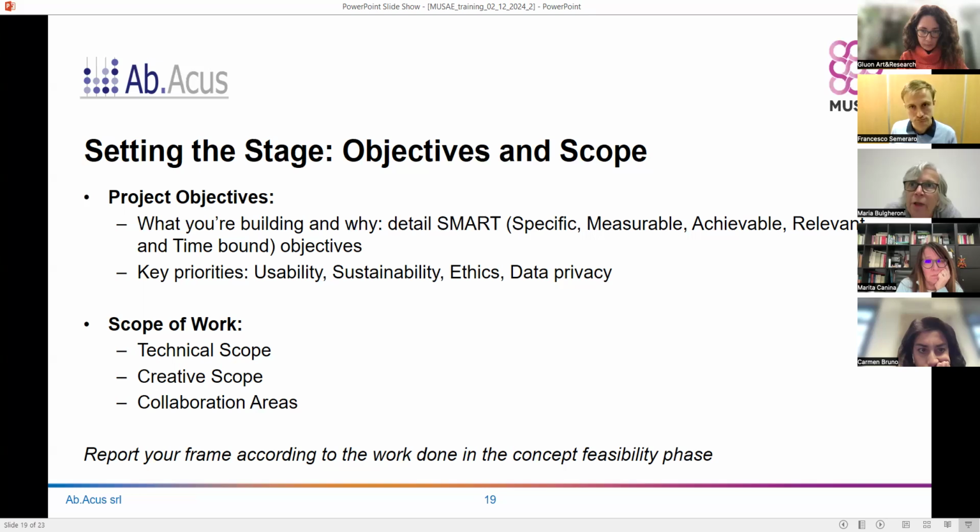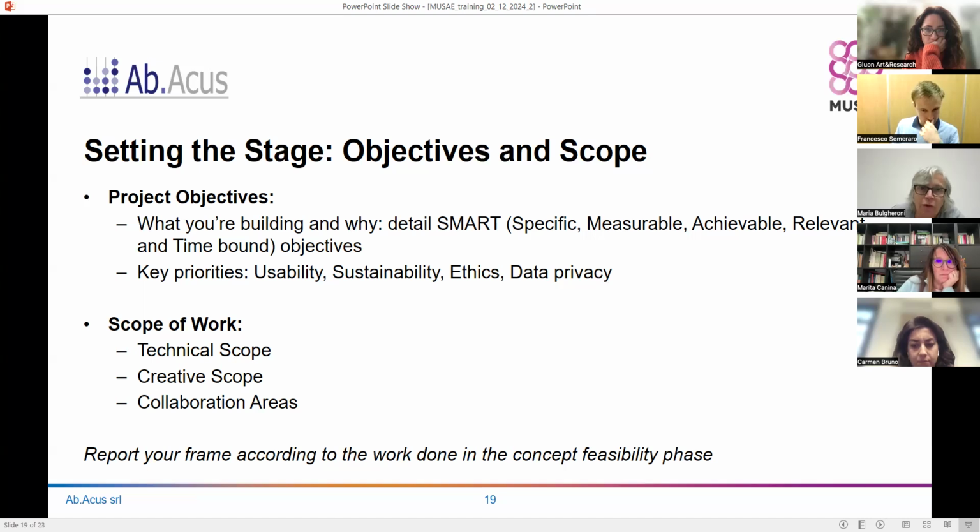It's a time you need to define in detail what you will do. Indeed, the project objectives are key because they are the aim you have to go toward, and they need to be SMART. SMART stands for specific, measurable, achievable, relevant, and time-bound. That means that the objectives need to be very clear, specific. They need to be measurable in some way.